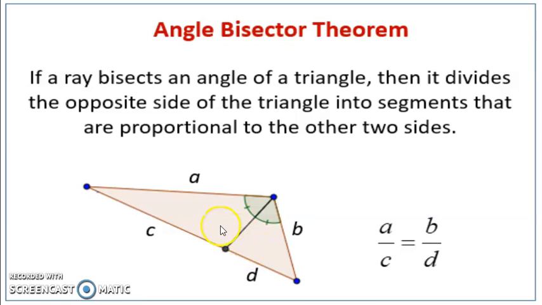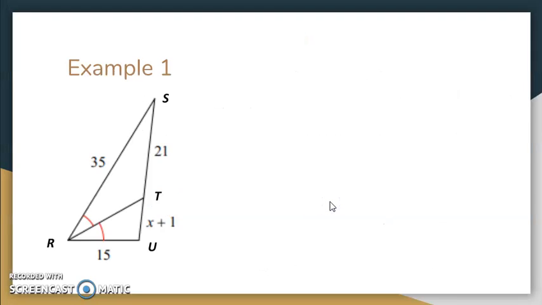It is important to note, though, that these two triangles here are not similar triangles. They're in no way, shape, or form similar triangles, but they do make proportional sides. Let's see it in action. Here's example 1. Go ahead and give this a try if you'd like.